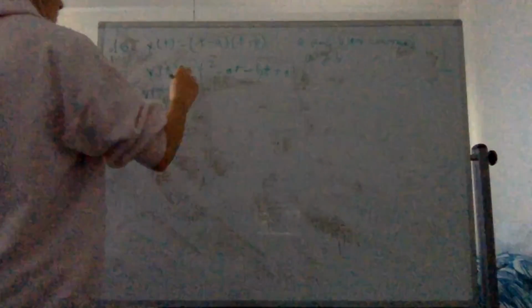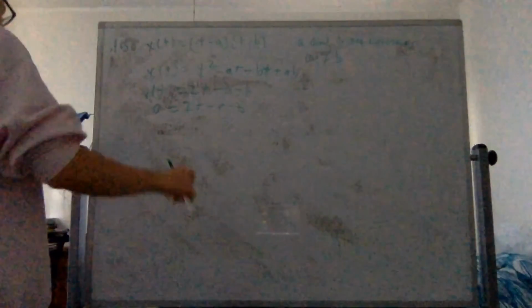If we take the derivative, we want to find v of t, so that's 2t minus a minus b. Now if we want to find where the particle is at rest, that means the velocity has to equal 0. So 0 equals 2t minus a minus b.